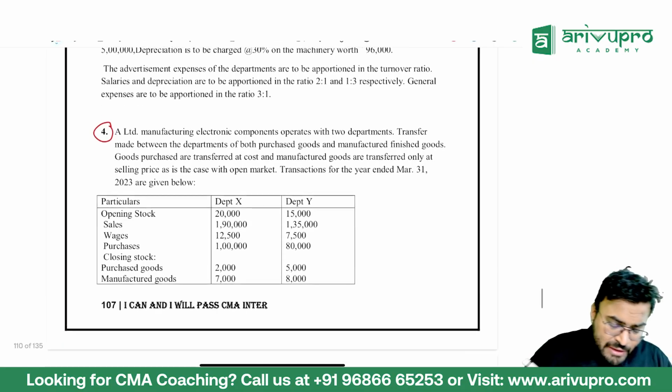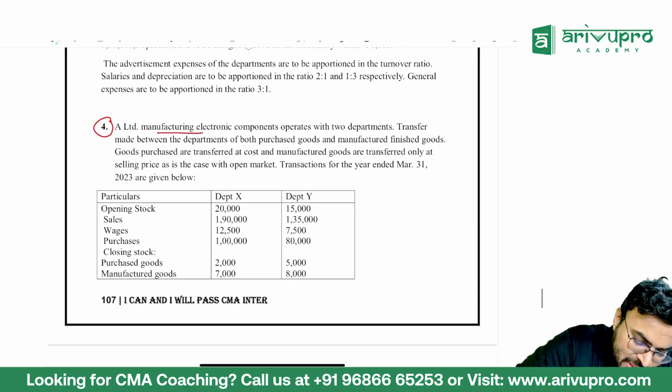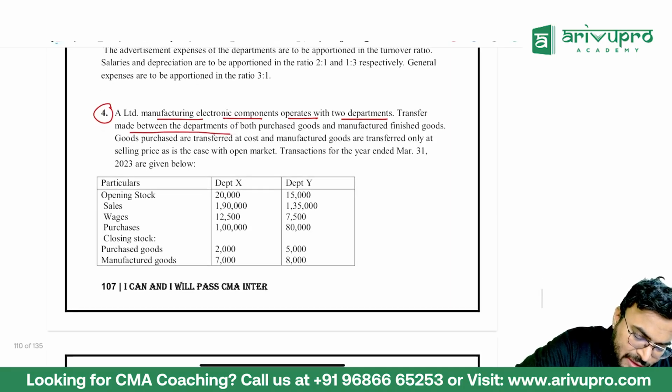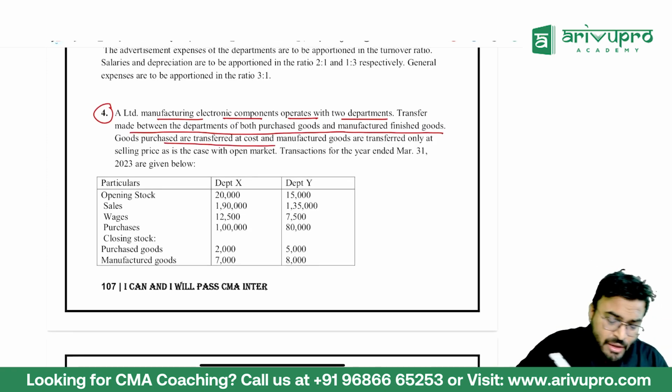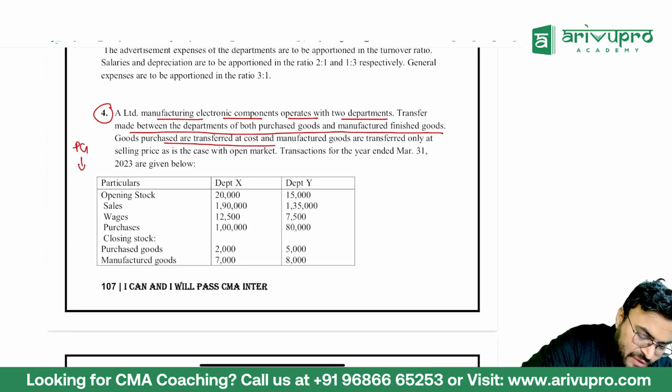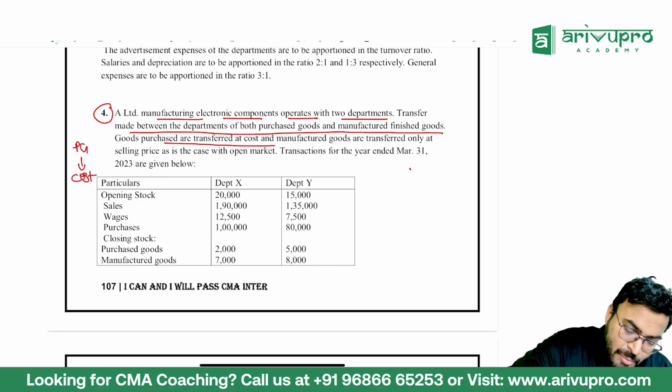Question number 4. A Limited, manufacturing electronic components, operates with 2 departments. Transfers are made between the departments of both purchased goods and manufactured finished goods. Goods purchased are transferred at cost. There are 2 types of goods here. Purchased goods are transferred at cost only, nothing to worry. But manufactured goods are transferred at selling price.